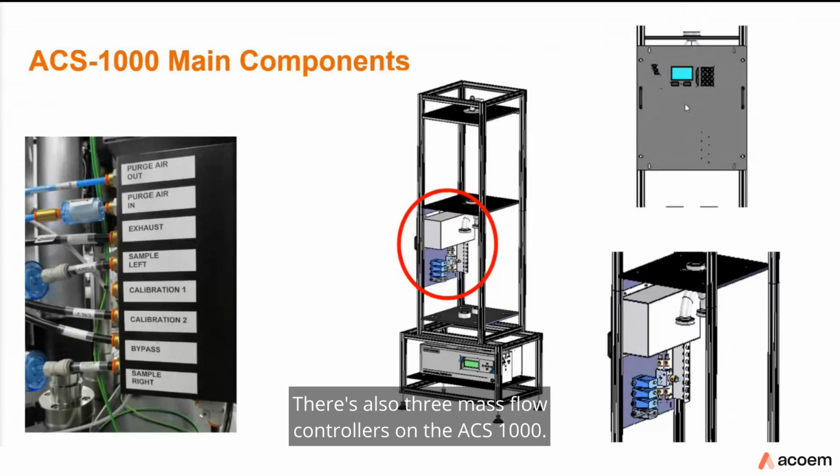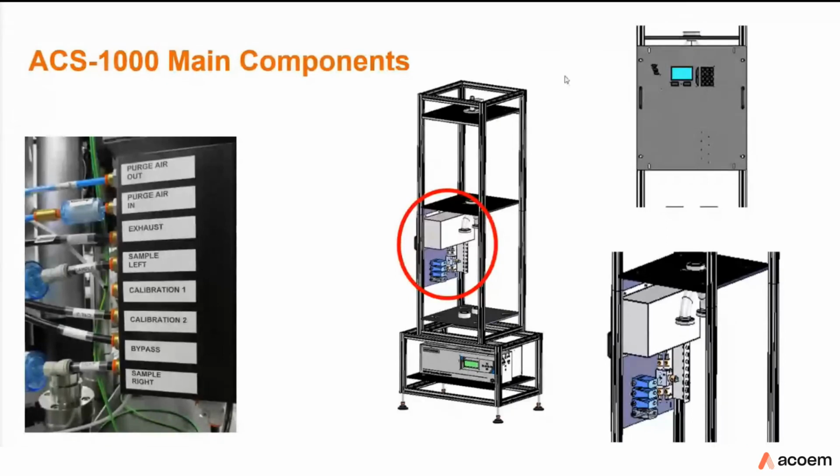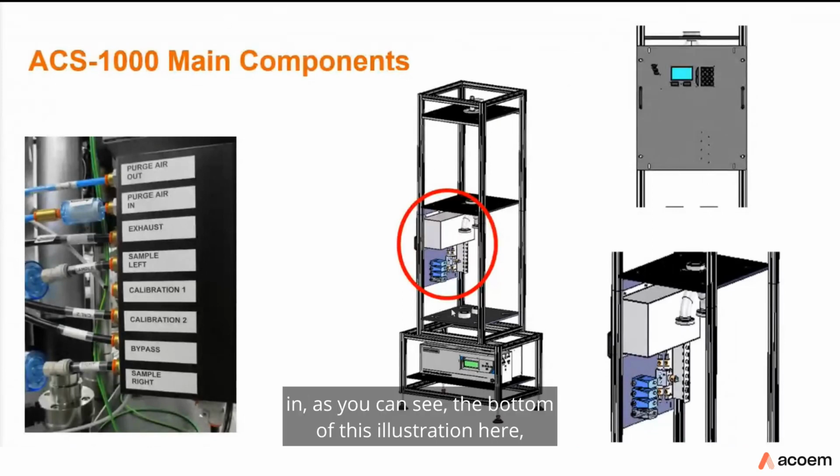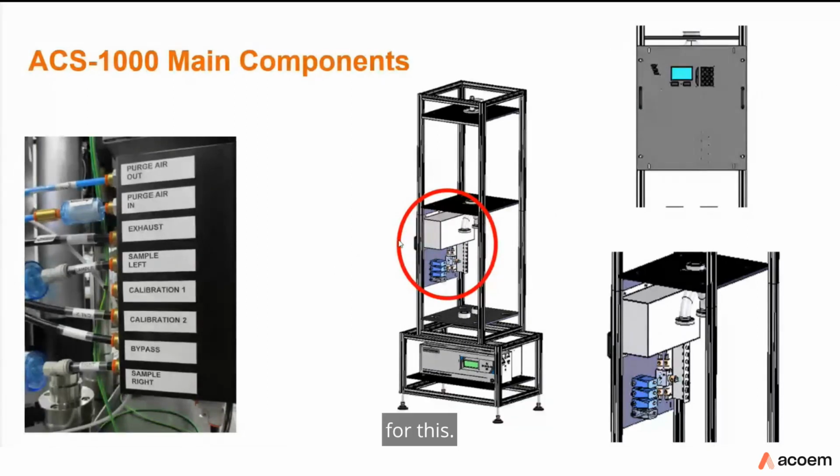There are also 3 mass flow controllers on the ACS 1000. 2 of them control the wet and dry channels, and 1 controls the dry purge air for the dryers. If you're using Aurora Nephelometers, as you can see in the bottom of this illustration, the flow for these is controlled by the ACS, and the ACS comes with its own external vacuum pump for this.